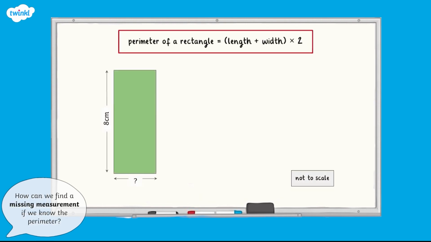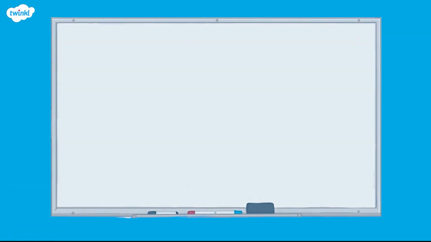We can also use the formula a different way to find a missing measurement if we know the perimeter. If the perimeter of this rectangle is 20 centimetres and its length is 8 centimetres, we can work out the width. First, we can substitute what we know into the formula. We know that 10 multiplied by 2 is 20, so 8 add the width must equal 10. This means the width must be 2 centimetres. Try to use the method that we have just learnt to calculate the missing length of the rectangle.